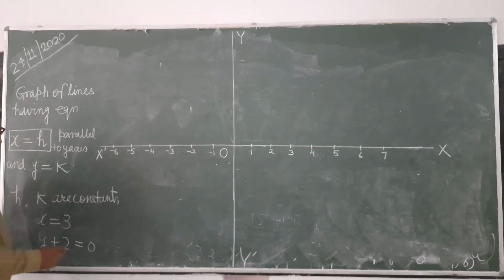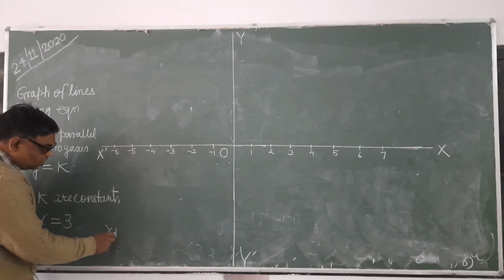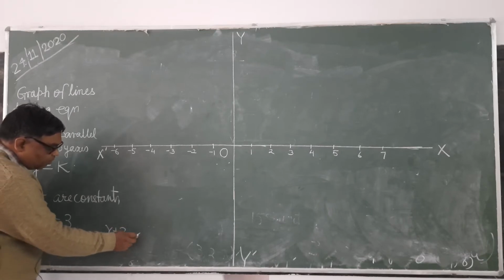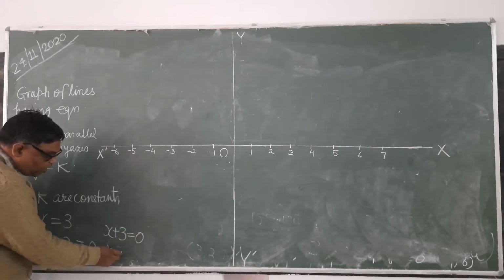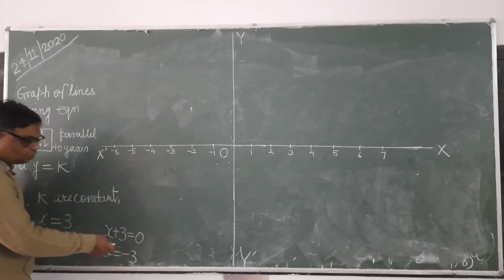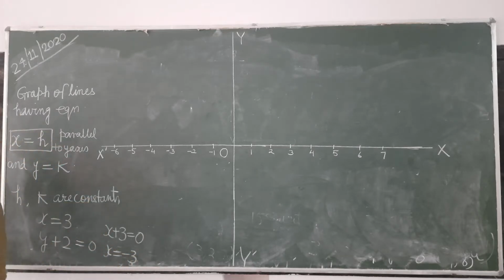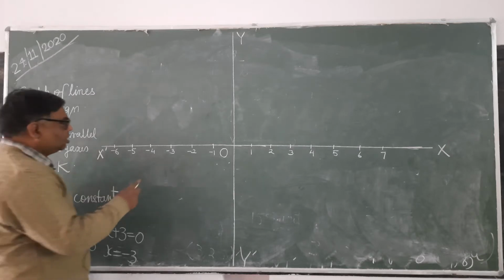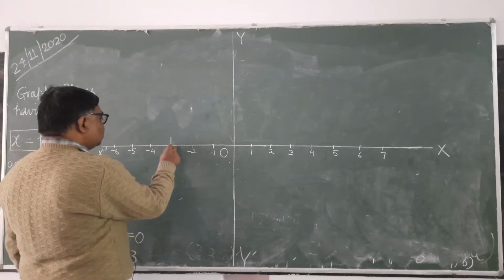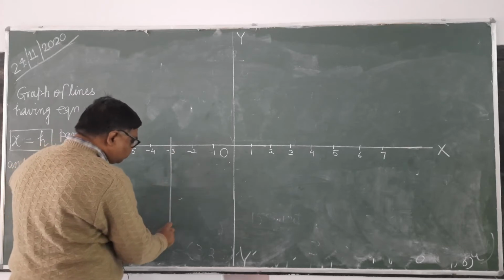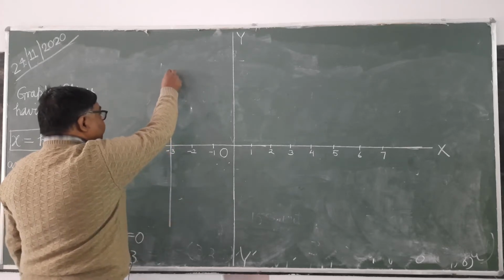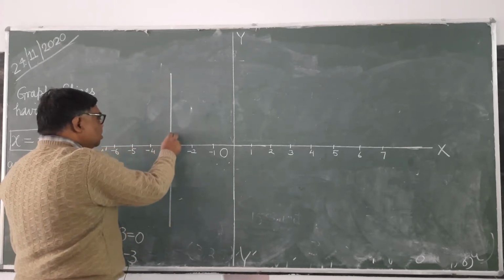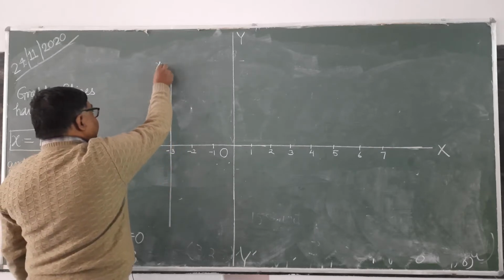Suppose one equation is x plus 3 equals 0, means x is equal to what? -3. So what is h here? -3. So this line is parallel to the y axis and passing through here. This will be x equals -3.